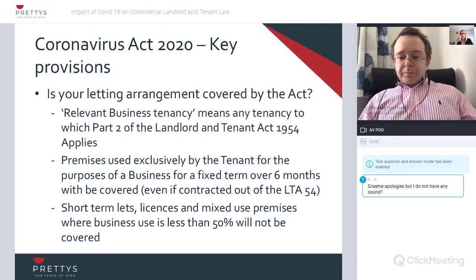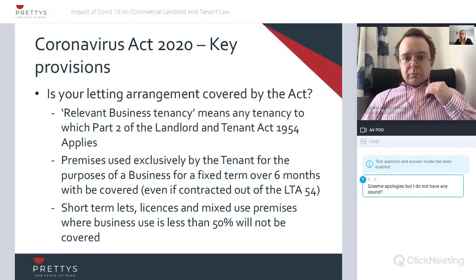So in terms of looking for potential issues with that, you want to have a look at things like licenses. So licenses wouldn't be covered because they are not for a fixed term. Any tenancy for under 6 months wouldn't be covered either by these provisions.